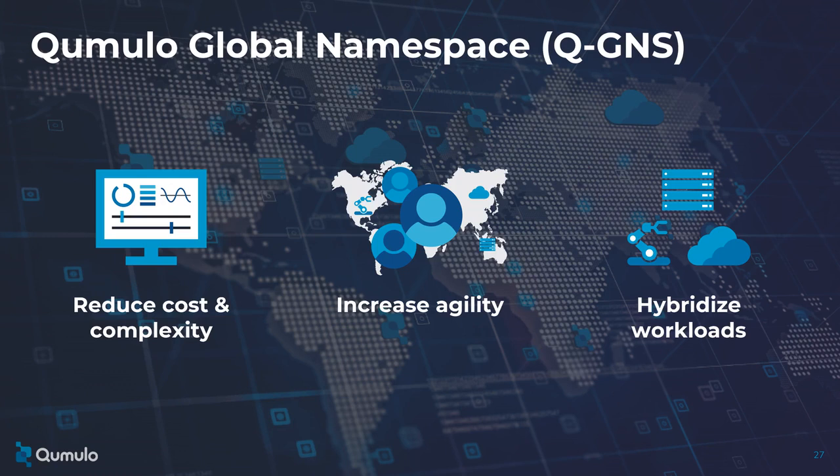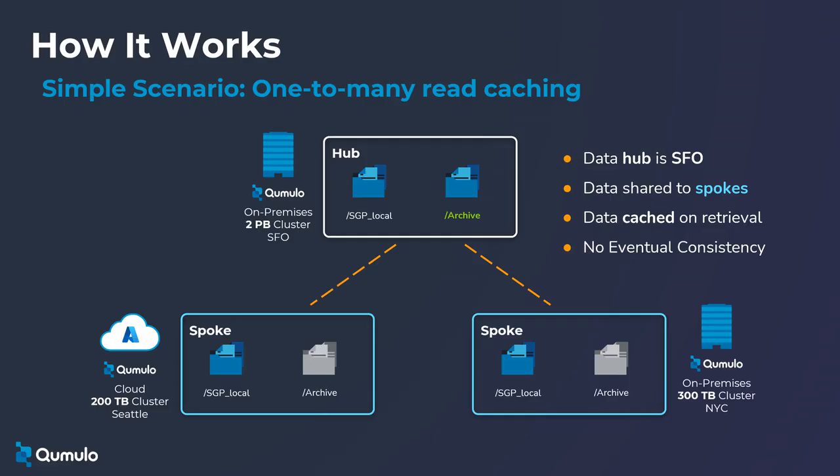And then another feature that we announced today is our global namespace. That allows you to tie together multiple Cumulo instances running on-prem or in the cloud or at the edge and allow clients to access data on your remote clusters. So that allows you to increase your agility, move the data when it needs to move, and just really changes the way you look at file these days.